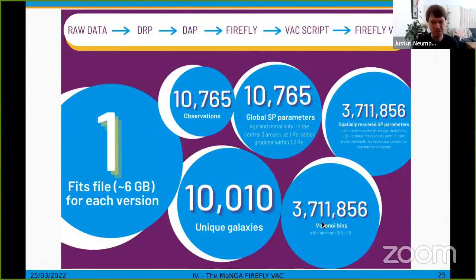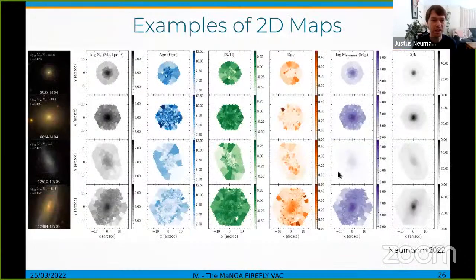So in total, just to illustrate an overview, the catalog is all put together in one big FITS file where you have all the global parameters of the 10,000 galaxies, and then you have all the spatially resolved parameters, which are sets of stellar population parameters of over 3.7 million resolved regions. And this just shows you examples of two-dimensional maps of what I just said for 4 galaxies. From left to right, you have the stellar surface mass density, the age, metallicity, the reddening and remnant masses, and the signal to noise.